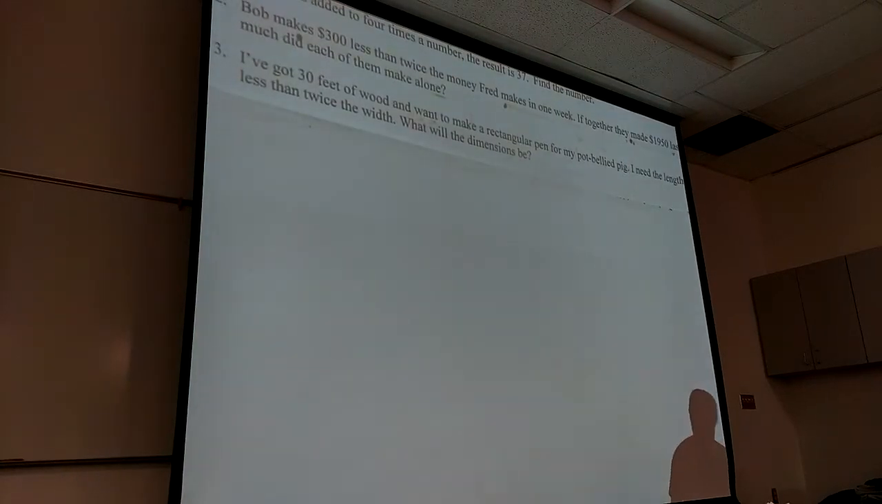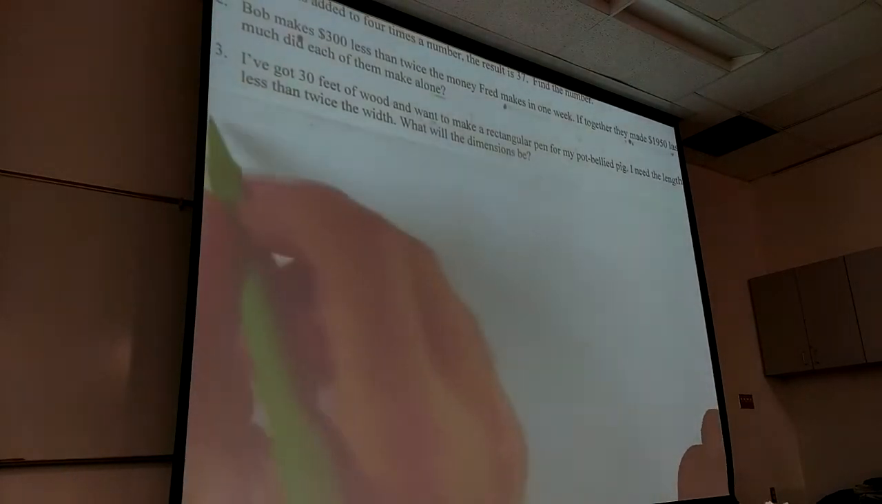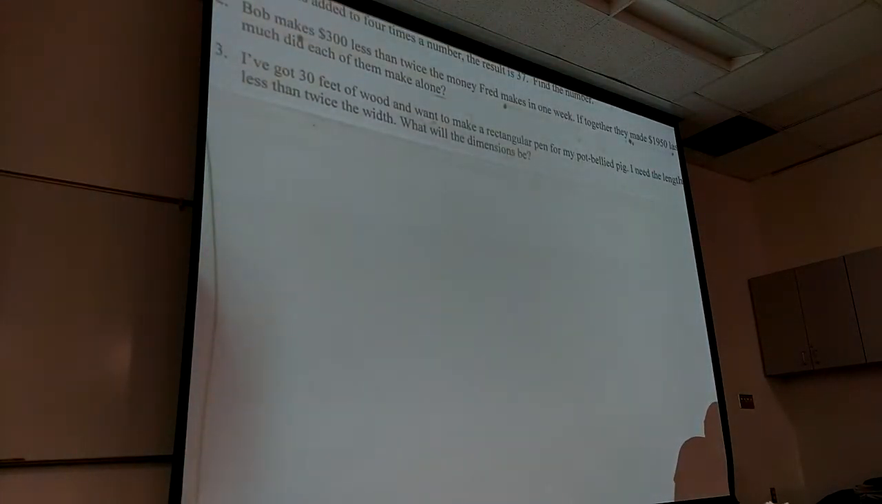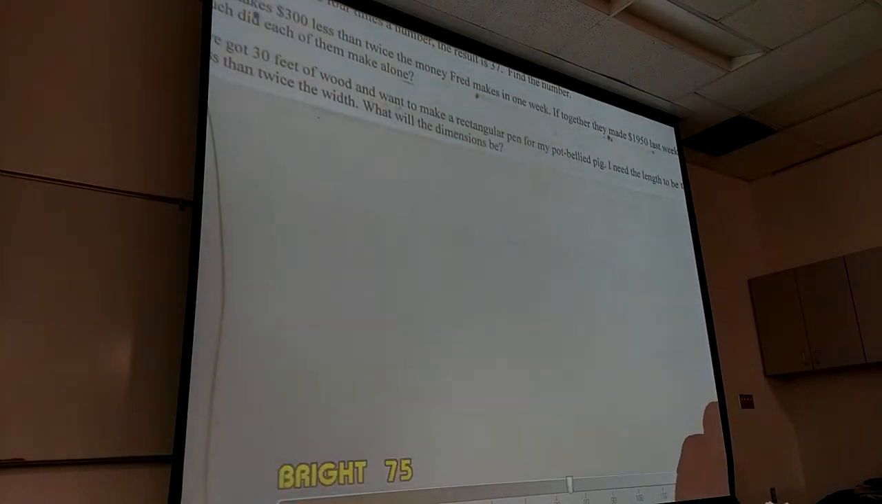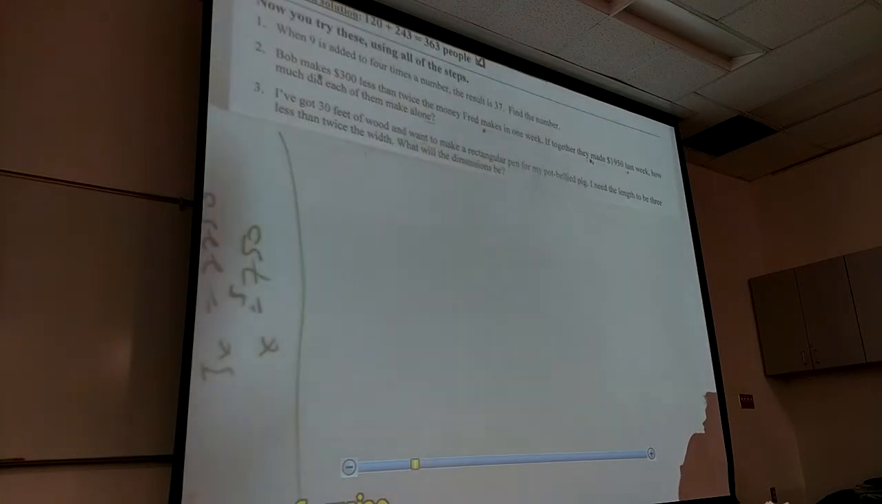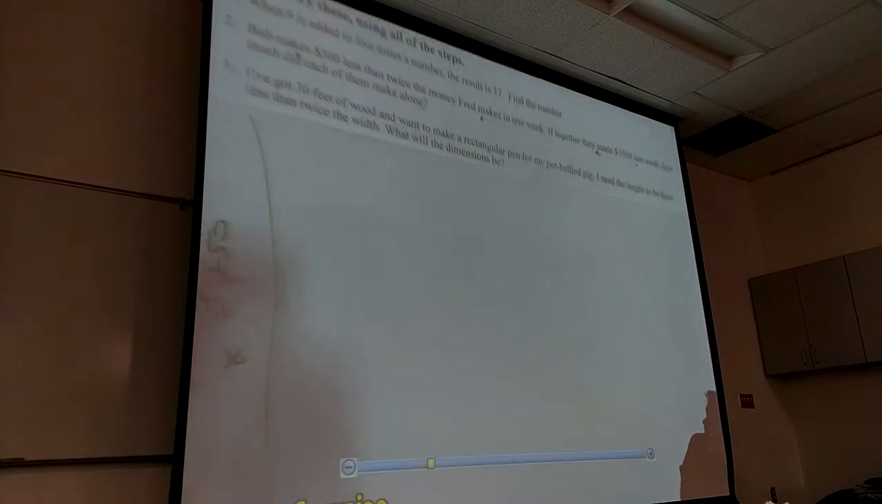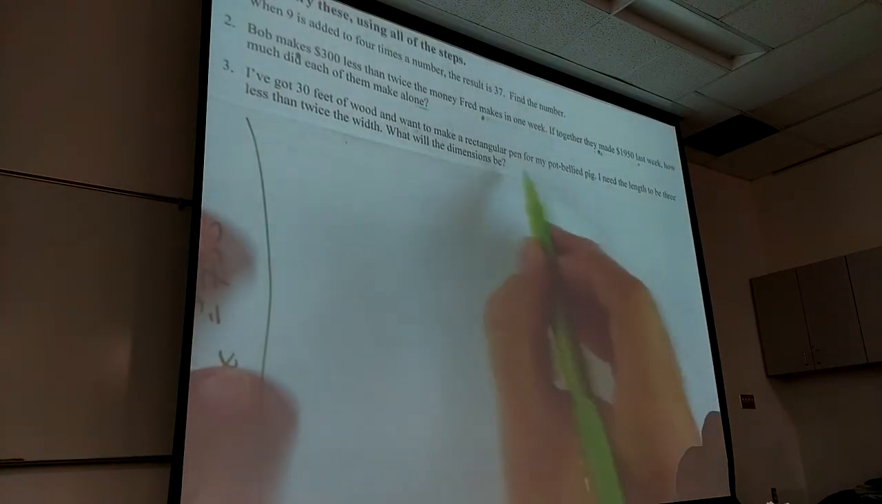Stay with me now. We'll do this number 3 and then we'll head out. I got 30 feet of wood and I want to make a rectangular pen for my potbelly pig. Wow. Sometimes I make it a chinchilla or I think one time I made it a chupacabra. A little chupacabra. Don't want him to get out.